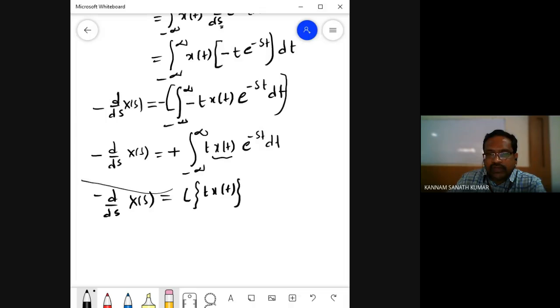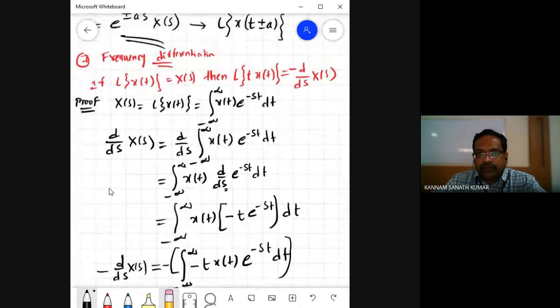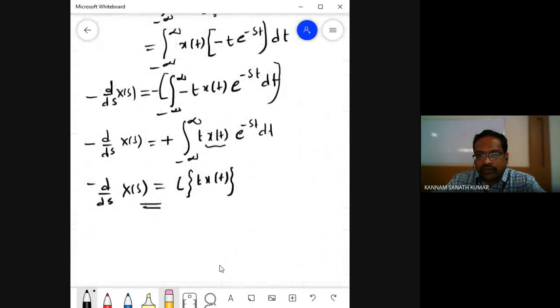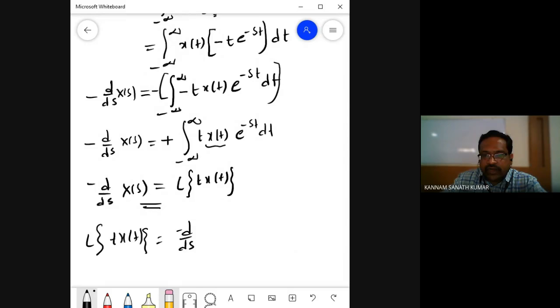So in the proof for frequency differentiation, the Laplace transform of t into x of t equals minus d by ds of X of s. So in the proof you got this. Is it okay? Any doubts in this?